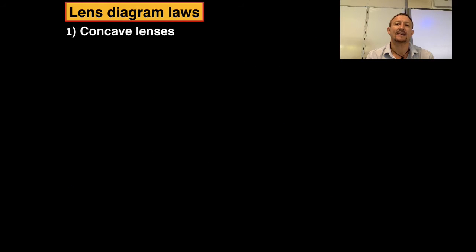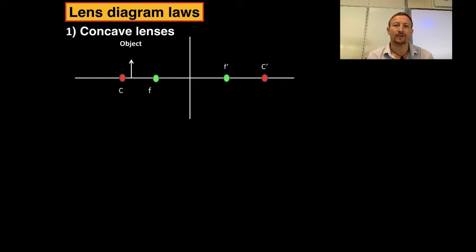and as a result, we can say that our image is real. Okay, so let's see how we draw our diagrams. So first up, we're going to look at our concave lenses. So I set up the normal profile that I did with lenses, except in this case, I'm going to have my two centers of curvature and my two focal points.